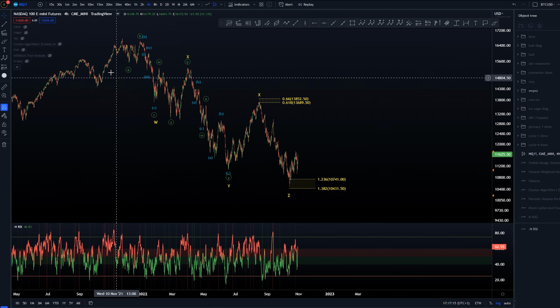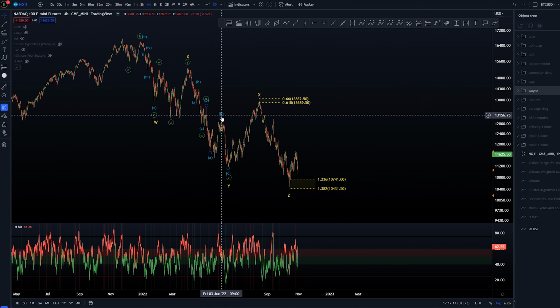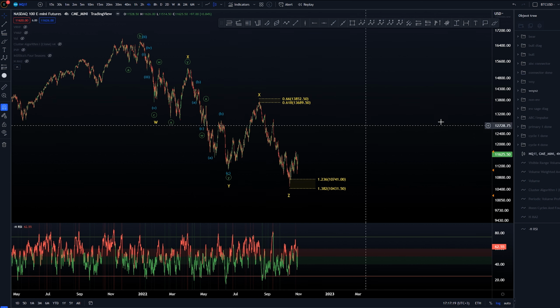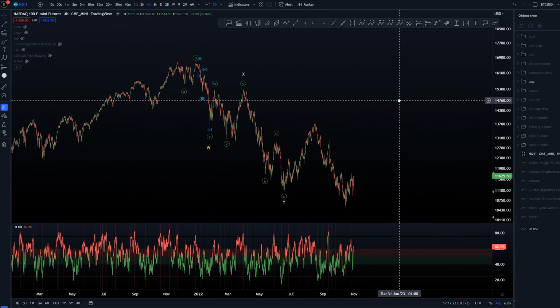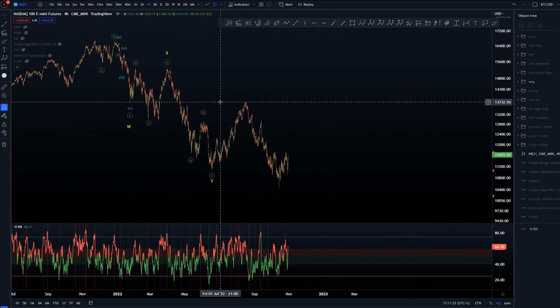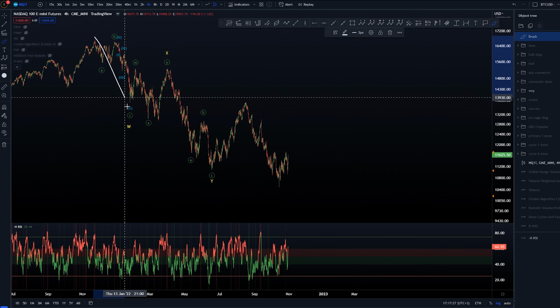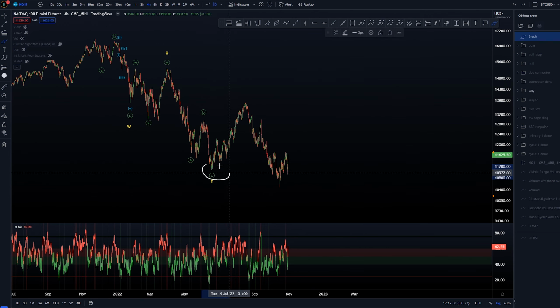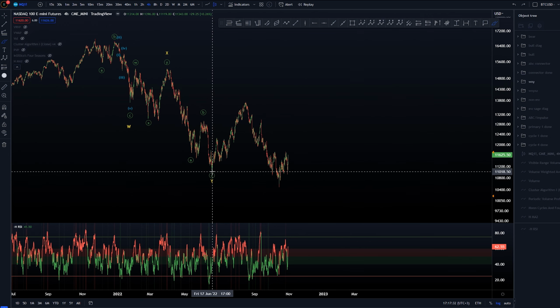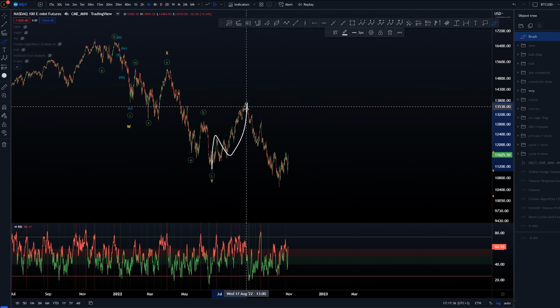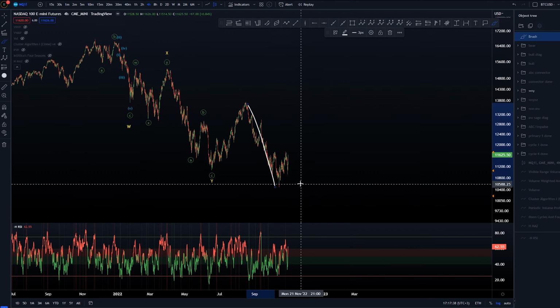I don't like the diagonal count at all. I went through that a couple of weeks ago, so if you're interested in that, check those videos out. The main idea overall is this WXY, in which again we would have this structure ending at these lows we had around June 17th, and since then we had a rally upwards and a dump downwards.